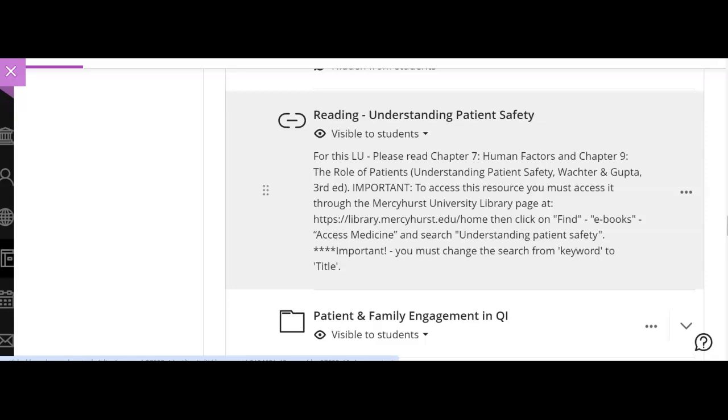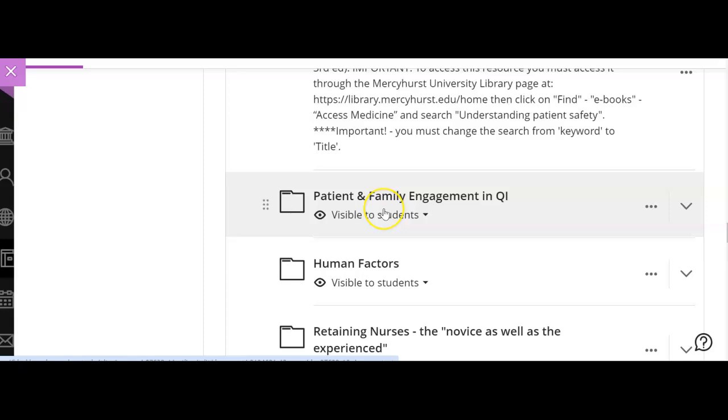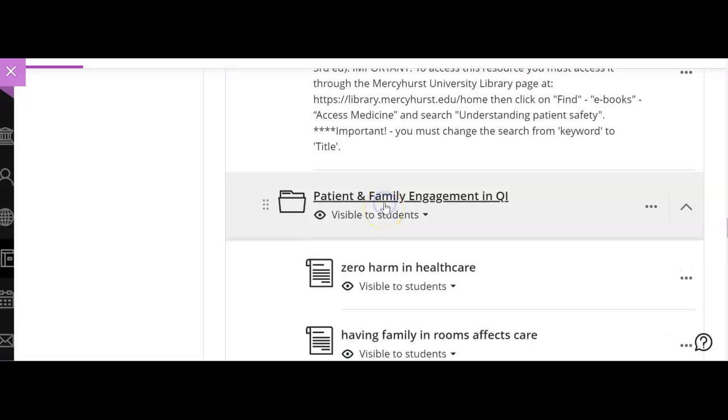The Role of Patients. This is in our ebook that we have been using this semester. So Chapter 7, Human Factors, and Chapter 21, The Role of Patients. I have removed Chapter 9 from the readings, so that is not included. So we're going to look at just 2 things when we look at patient and family engagement.